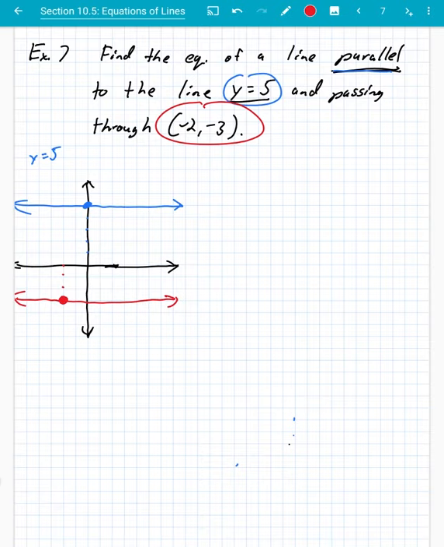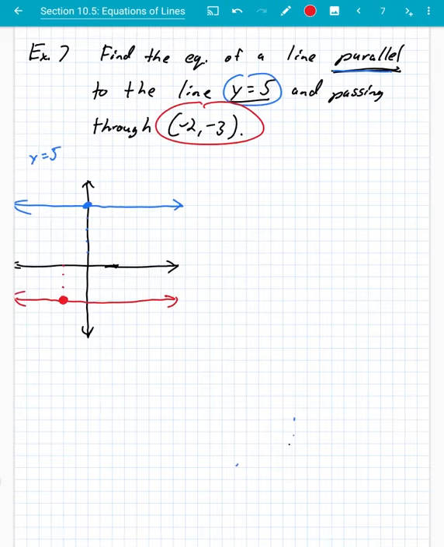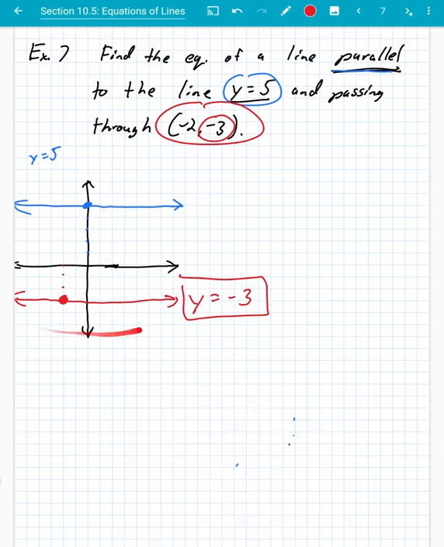And then we need to learn the equation of a line. Remember, horizontal lines like we have over here are always y equals c. So going over here, the horizontal line's y-coordinate for this point is -3. So the equation is y equals -3. So what we just did is we found a line parallel to y equals 5.